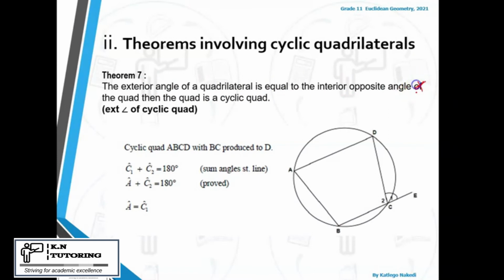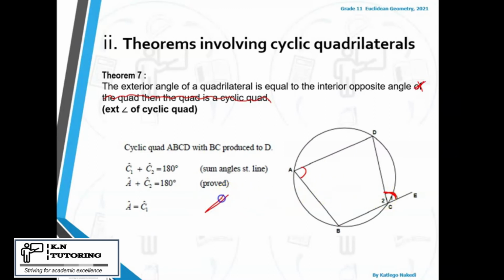This part is just extra information that the exterior angle of a cyclic quadrilateral is equal to the interior opposite angle. Again, an exterior angle, if you don't know what an exterior angle is, that has been dealt with in the first lesson. So this angle, which is exterior to the cyclic quadrilateral ABCD, this will be equal to A.